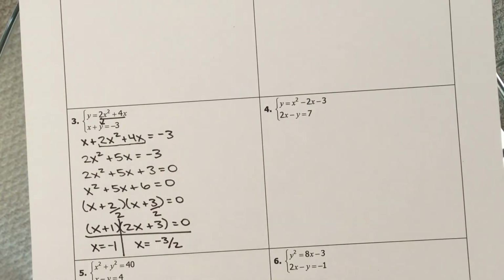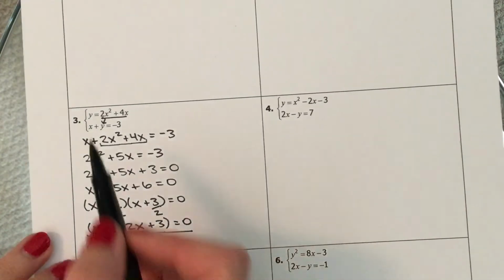The way that you finish off substitution is by subbing each of those answers back into one of the original equations. So you could sub even into this one.